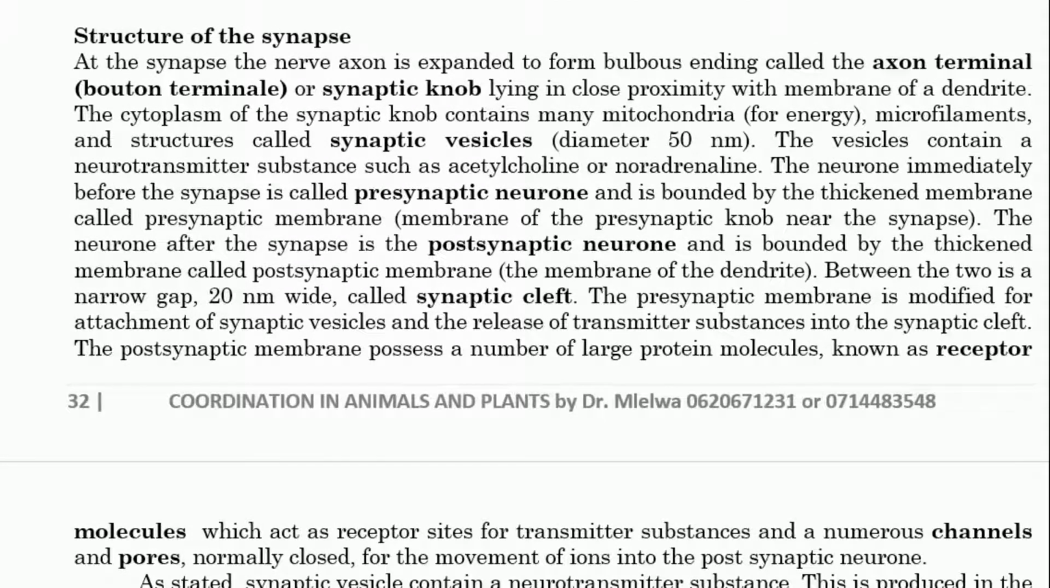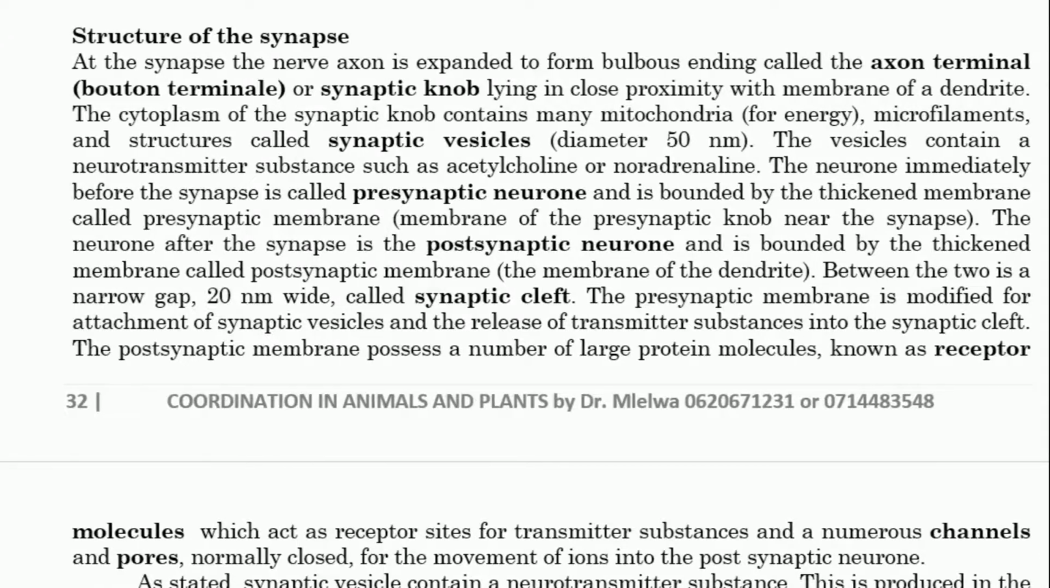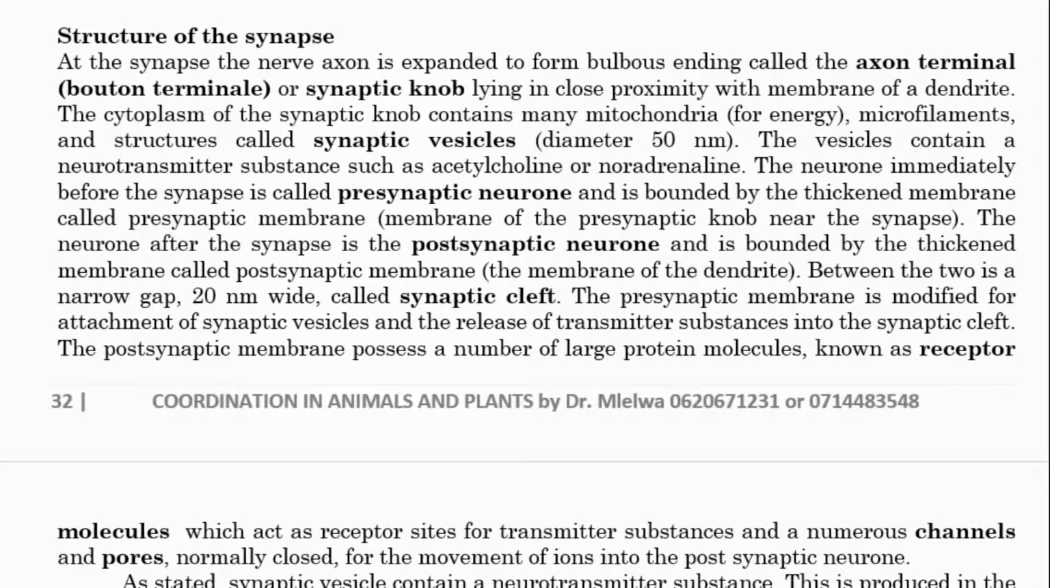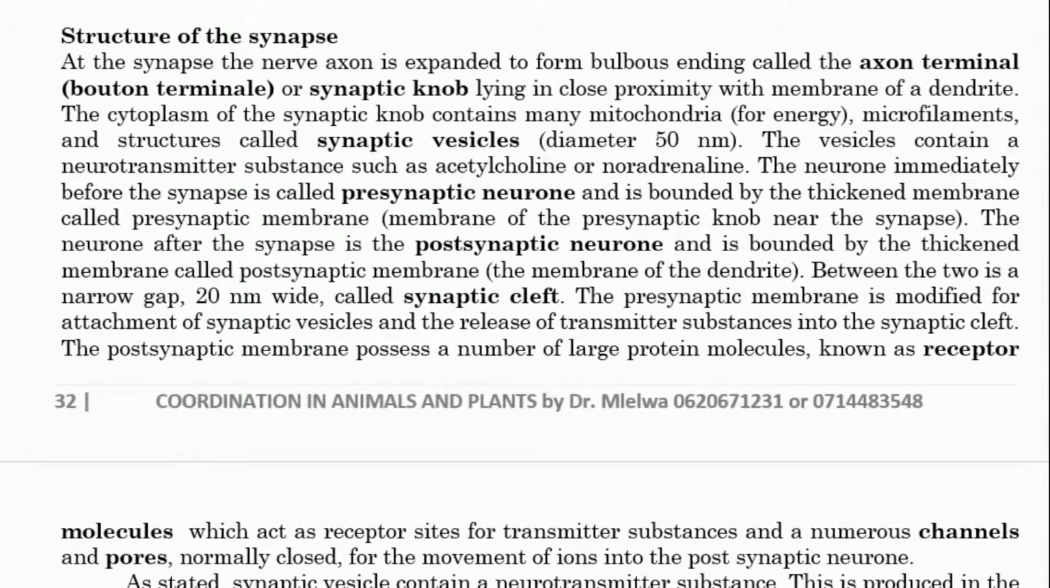The synapse which we'll be studying here is the chemical synapse. Why are we studying the chemical synapse? Because in most of the body parts, the synapses which are more numerous are chemical synapses rather than electrical synapses. But also we said the electrical synapses act at the gap junctions.